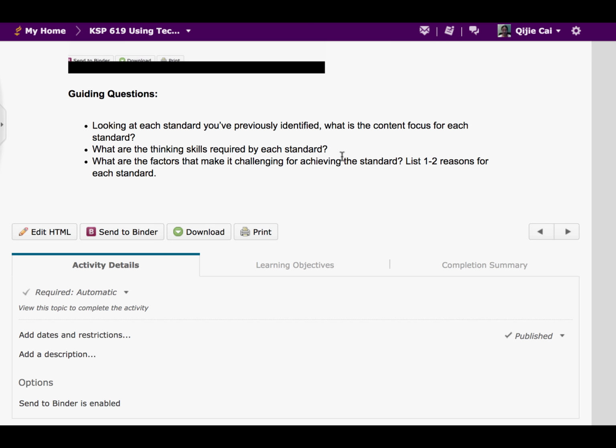And I'd like you to take a look at the standard and identify the thinking skills that are required by each of the standards you have. And you can certainly take a look at the Bloom's taxonomy to identify those types of thinking skills and use terms from Bloom's taxonomy to answer this question.